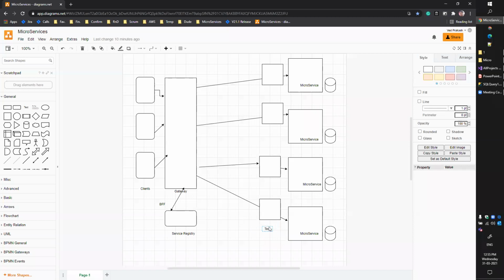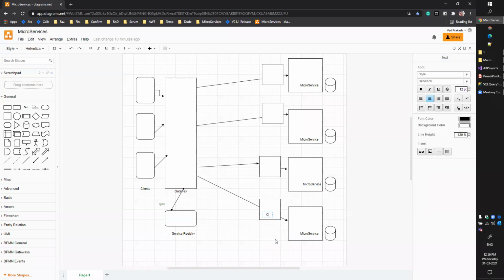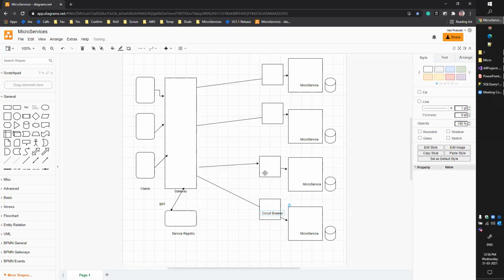So instead of every time calling the microservice, the circuit breaker itself will manage that and give you the response back, either returning a 404, or the fallback if you have any other service. It can even give you the cached data as well, if you configure it that way. Okay, let me name it circuit breaker. So all these boxes are circuit breakers.